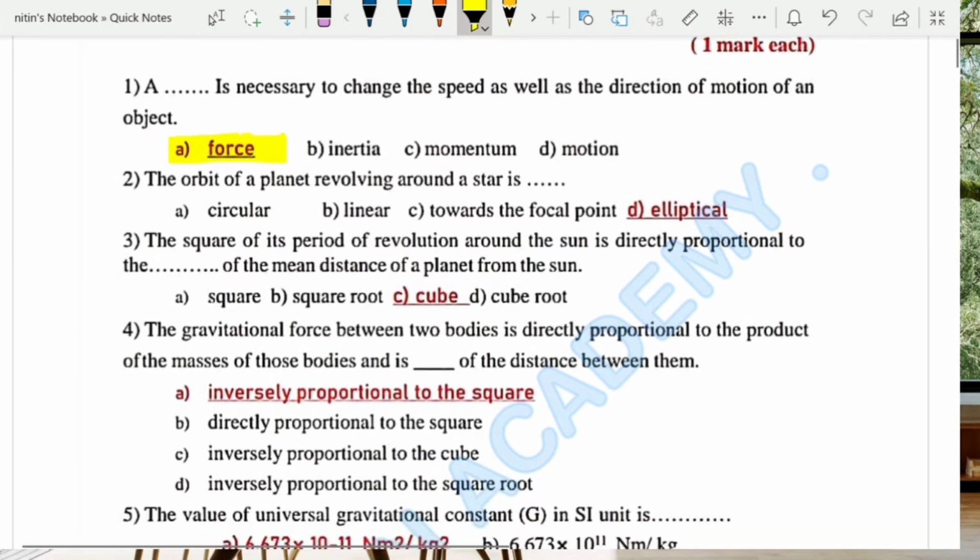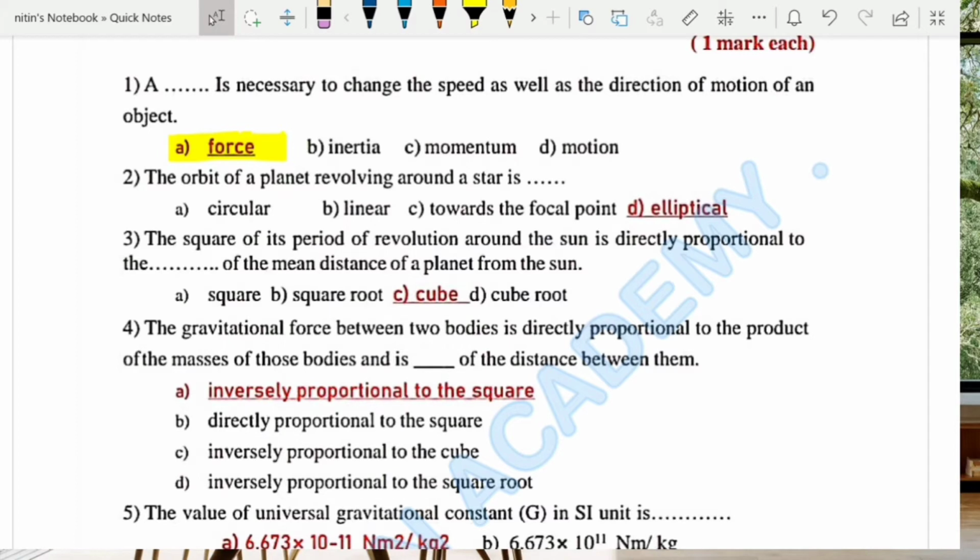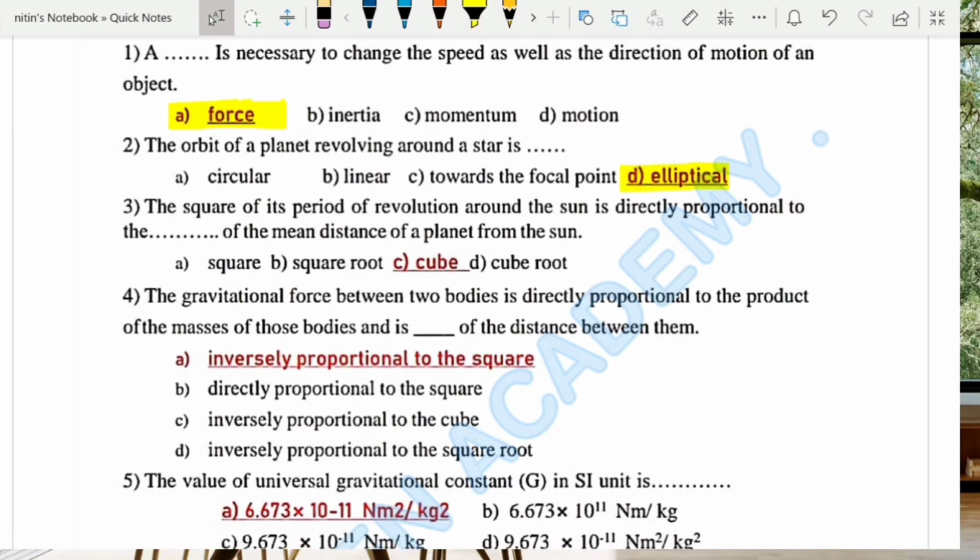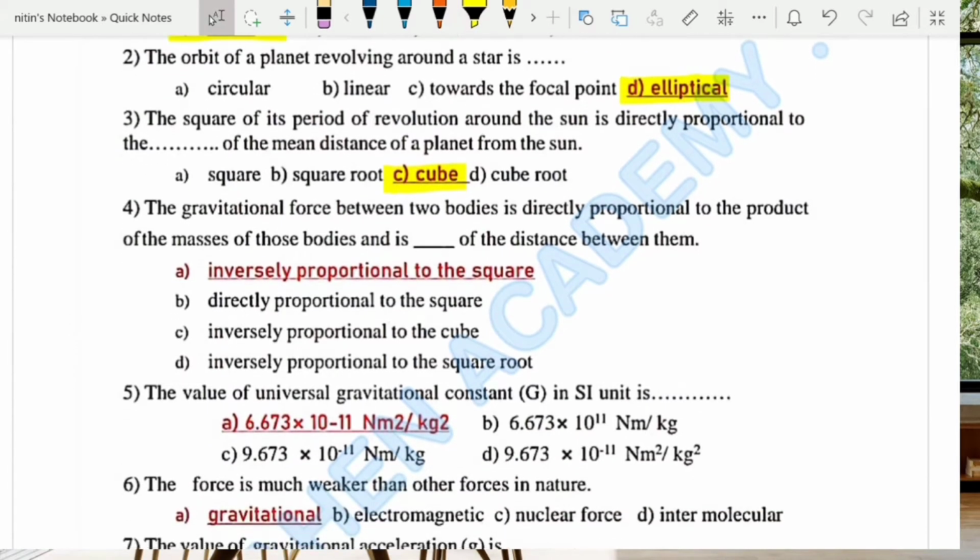Next, the orbit of a planet revolving around a star is elliptical. Next, the square of its period of revolution around the sun is directly proportional to the cube of the mean distance of a planet from the sun. Next, the gravitational force between two bodies is directly proportional to the product of masses and inversely proportional to the square of the distance between them. Universal laws are.